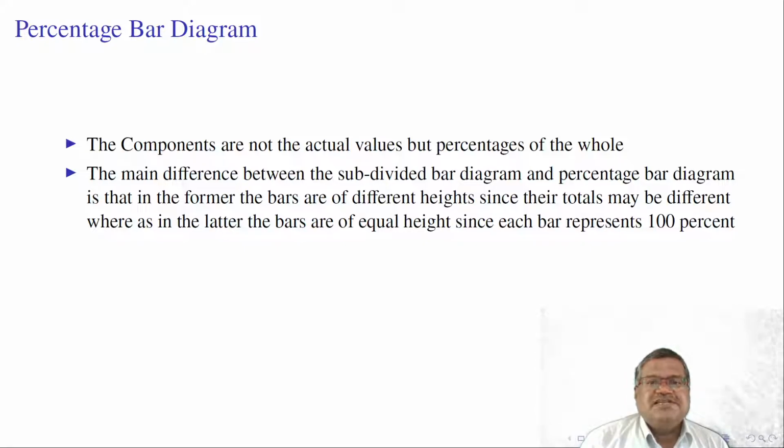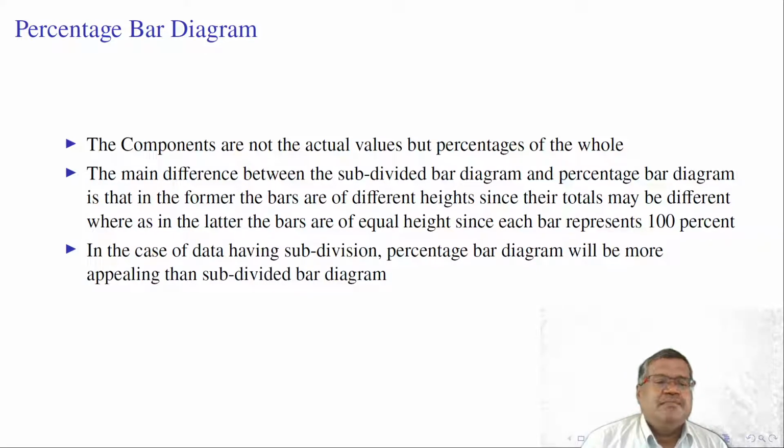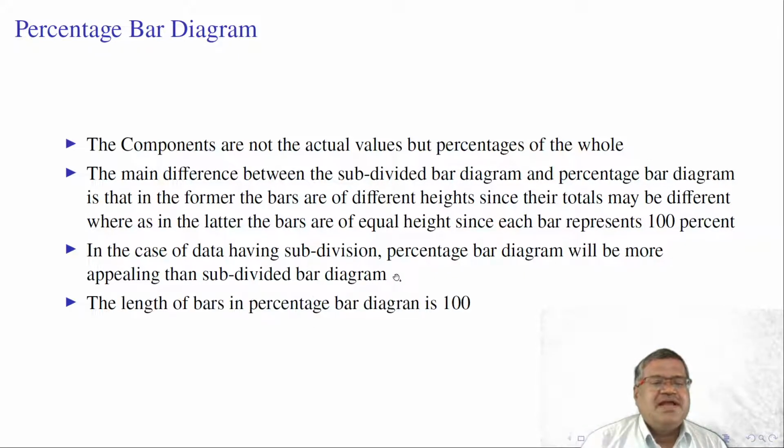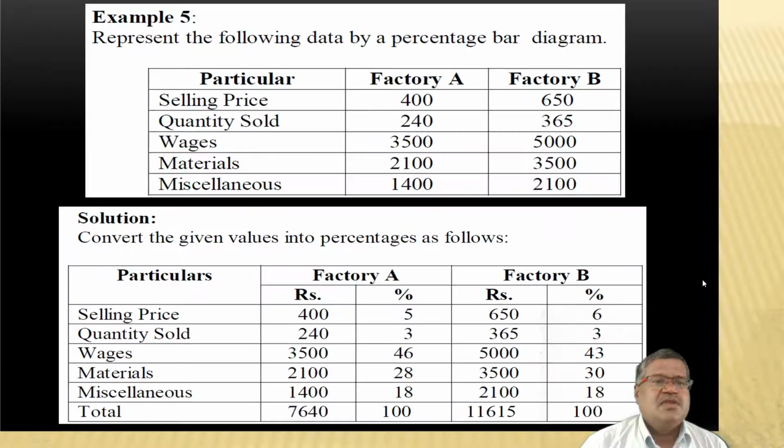In the previous example, the expenditures for family A and family B are different, but here the length of bars for both families is equal, 100. We convert each and every component into percentages. In this case, for data having subdivisions, a percentage bar diagram is more appealing than a subdivided bar diagram. The length of the bars in a percentage bar diagram is always 100. This is an example of a percentage bar diagram.